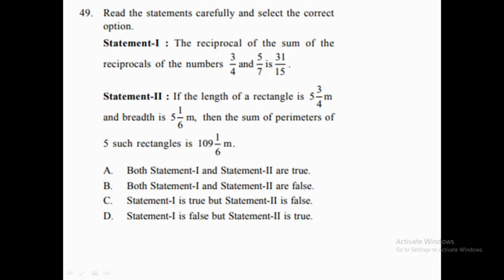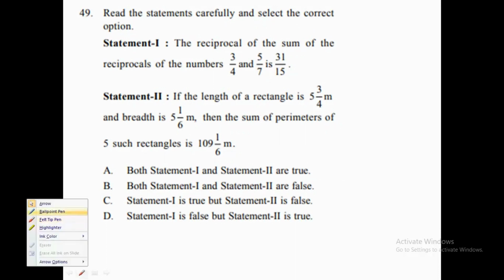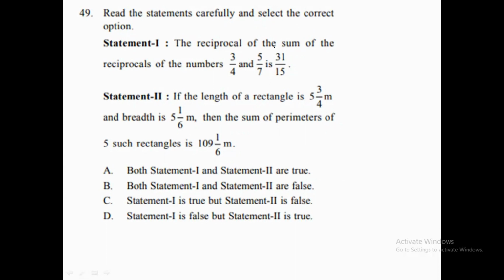What will be the reciprocal of the first number that we have? If we find the reciprocal of 3 by 4, that will equal 4 by 3. Then we need to find the reciprocal of the next number, that is 5 by 7.